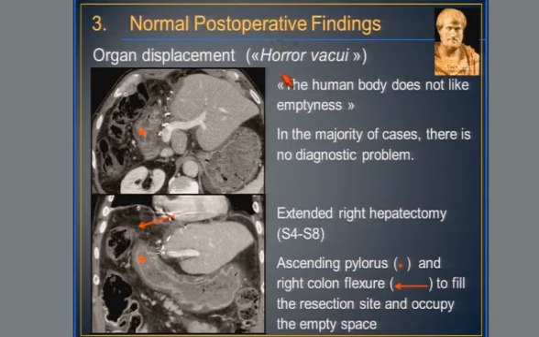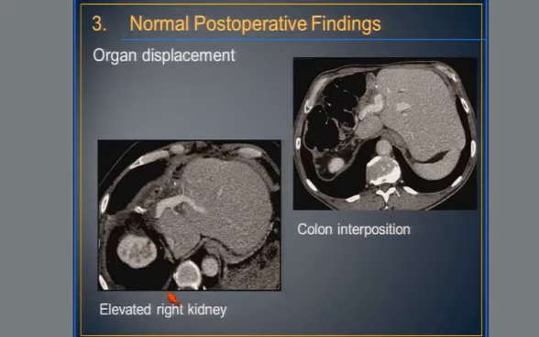The other group of postoperative findings consists of organ displacement. This is a result of the basic concept of horror vacui: when you remove a portion of the liver, other organs want to fill the empty cavity, and it can be the colon, the stomach, or the pylorus, as in that case.